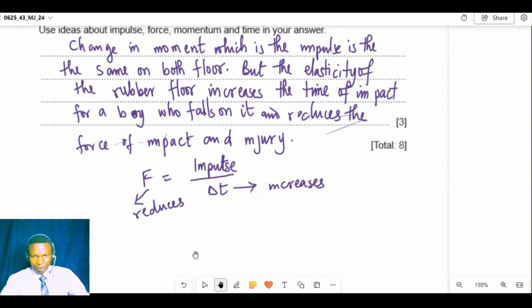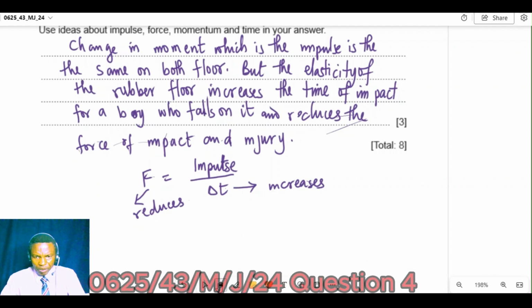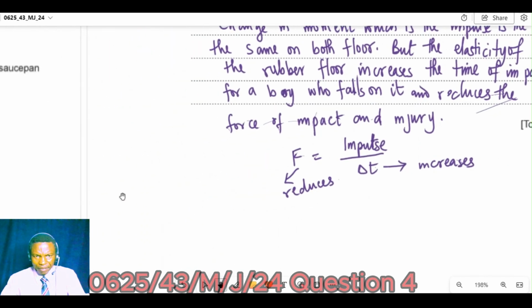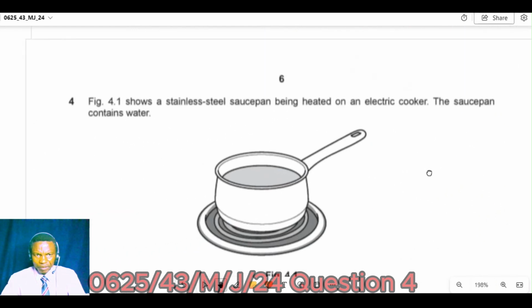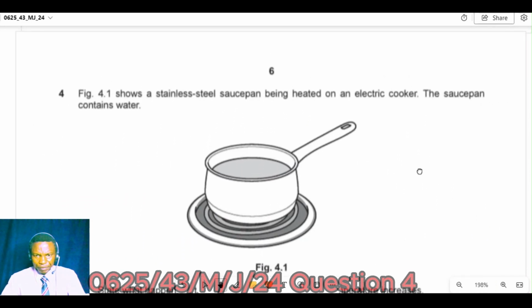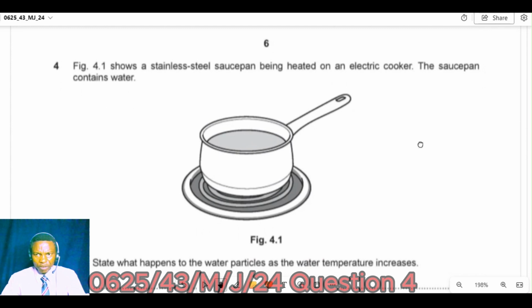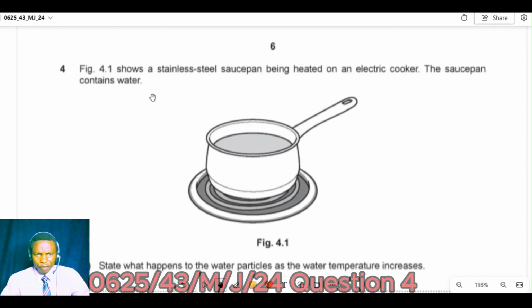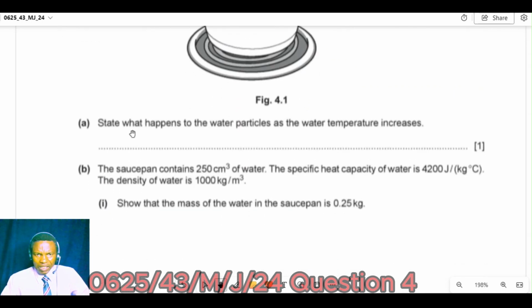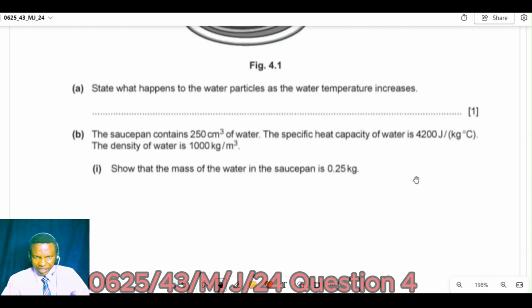So let's go to question 4. Figure 4.1 shows a stainless saucepan being heated on an electric cooker. The saucepan contains water, so this is what they're talking about here. And then state what happens to the water particles as the water temperature increases.